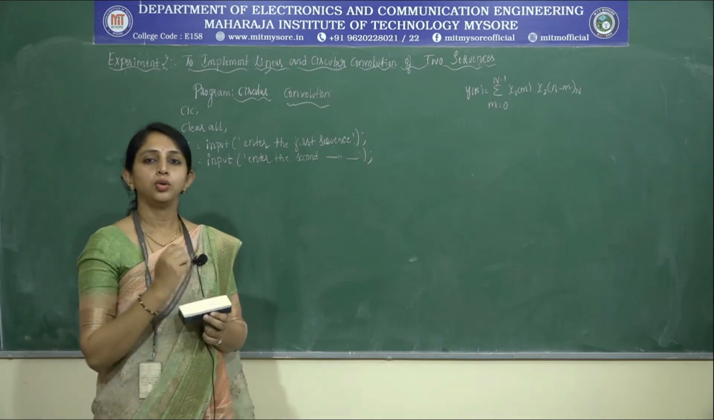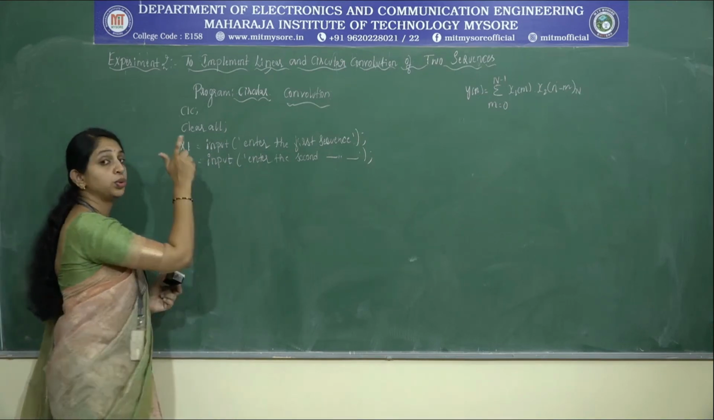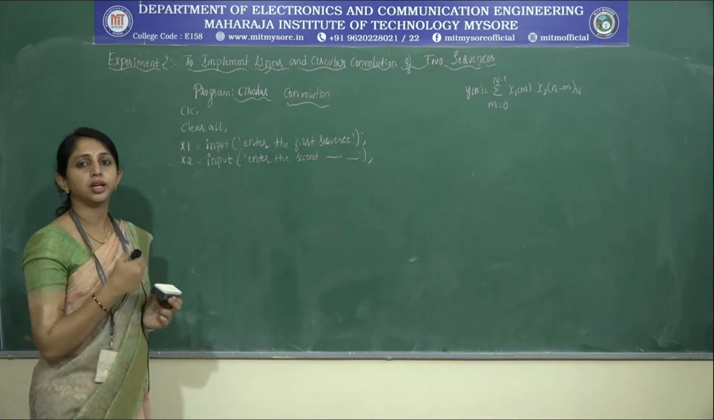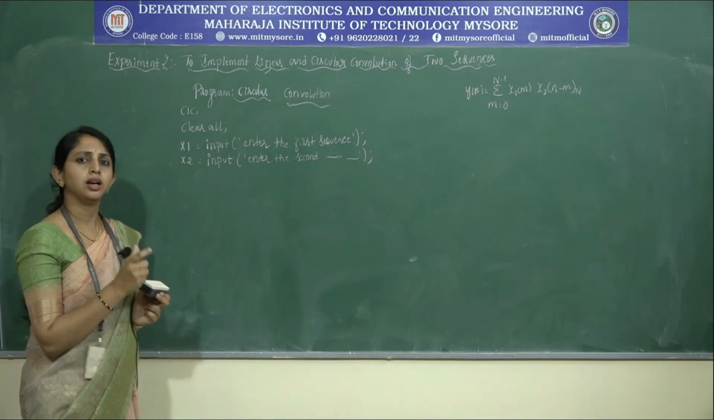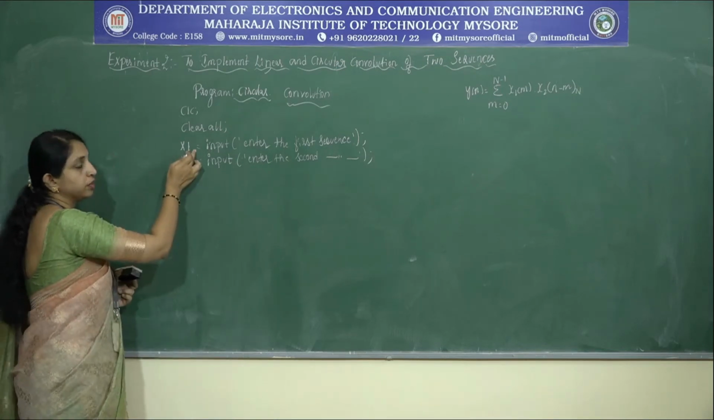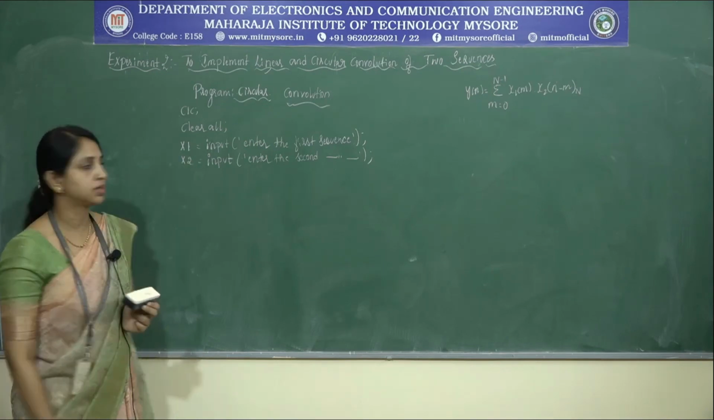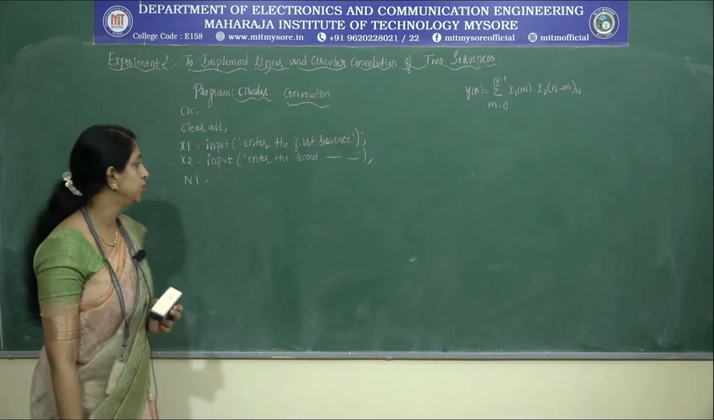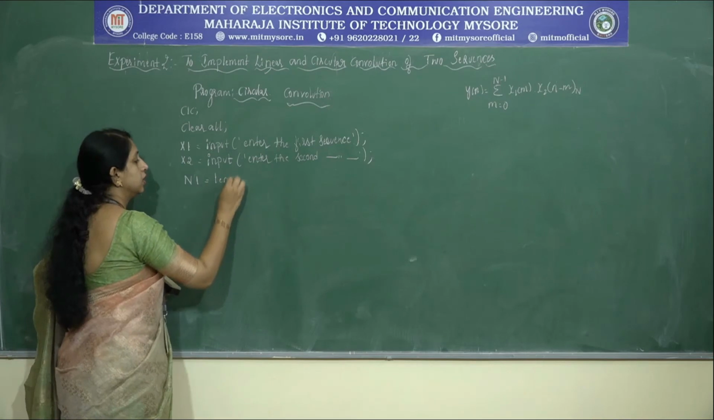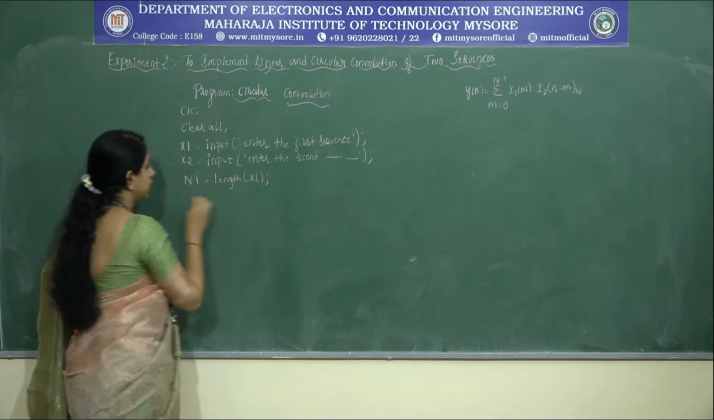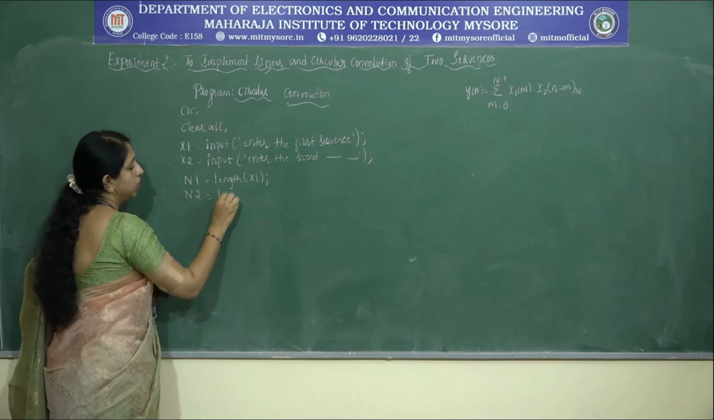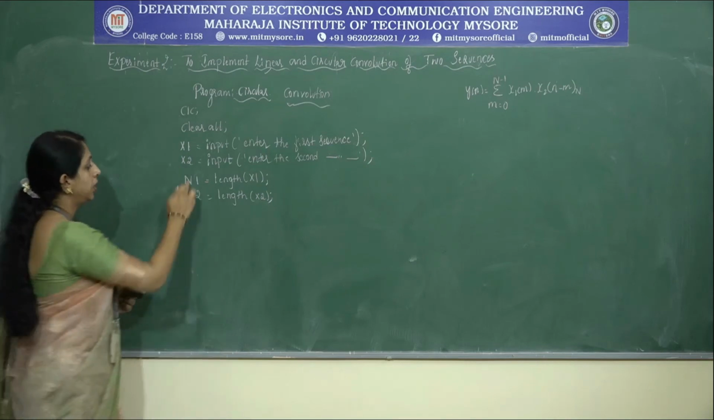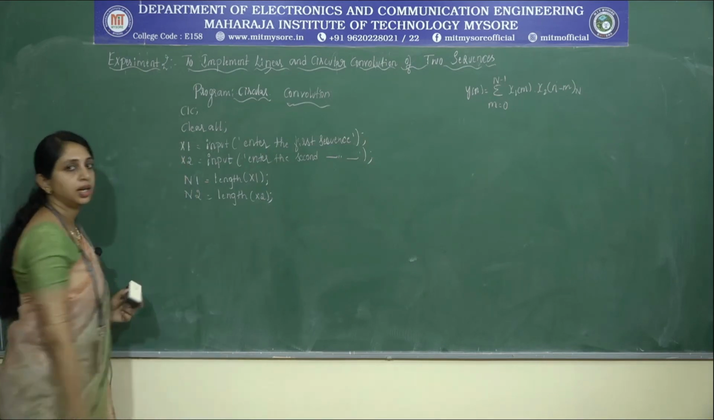Now, how to get the length of the output of circular convolution? Before going to get the output length, let us add the lengths of x1, x2 to the other variables. I'll take n1 is equal to length of x1, n2 is equal to length of x2. So now N1, N2 are the lengths of X1 and X2.